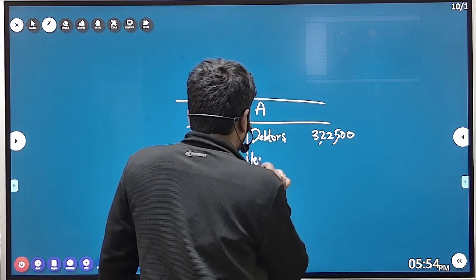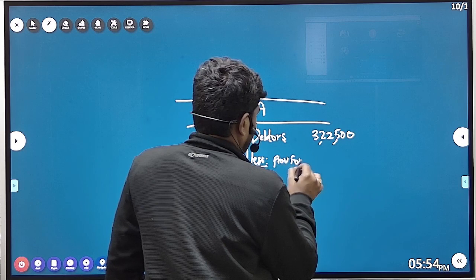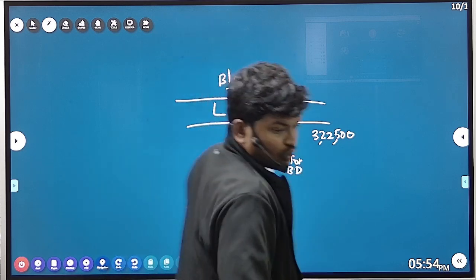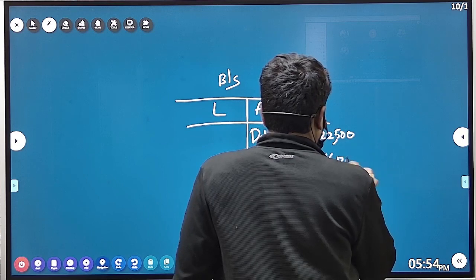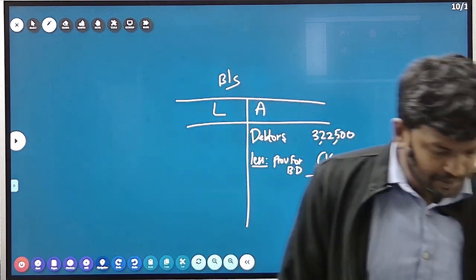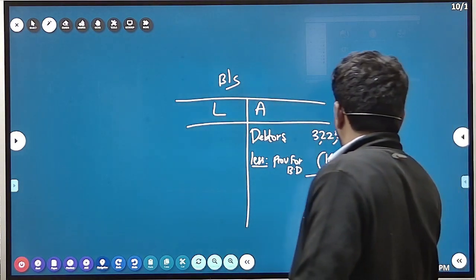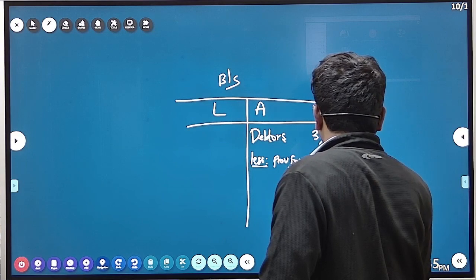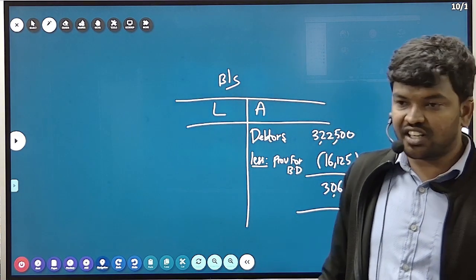Next, less provision for bad debts, 16,125. Closing provision कितना है? 16,125. बैलेंस कितना होगा? नेट अमाउंट कितना होगा? 3,06,375. This is the balance sheet extract.